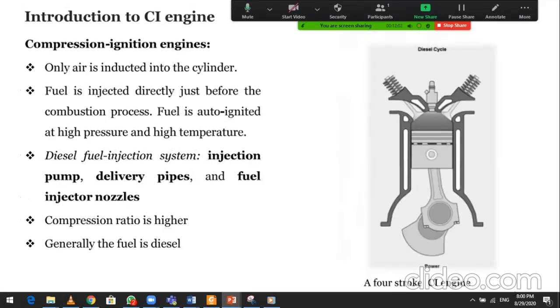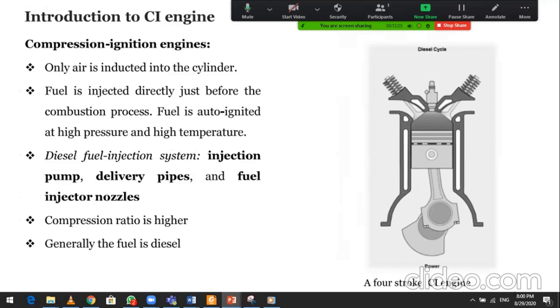How about the CI engine? You saw that the CI engine basically works on diesel with a four-stroke cycle, and here there is a fuel injector instead of a spark. CI means compression ignition engine. Only air is inducted into the cylinder. Fuel is injected directly just before the combustion process.